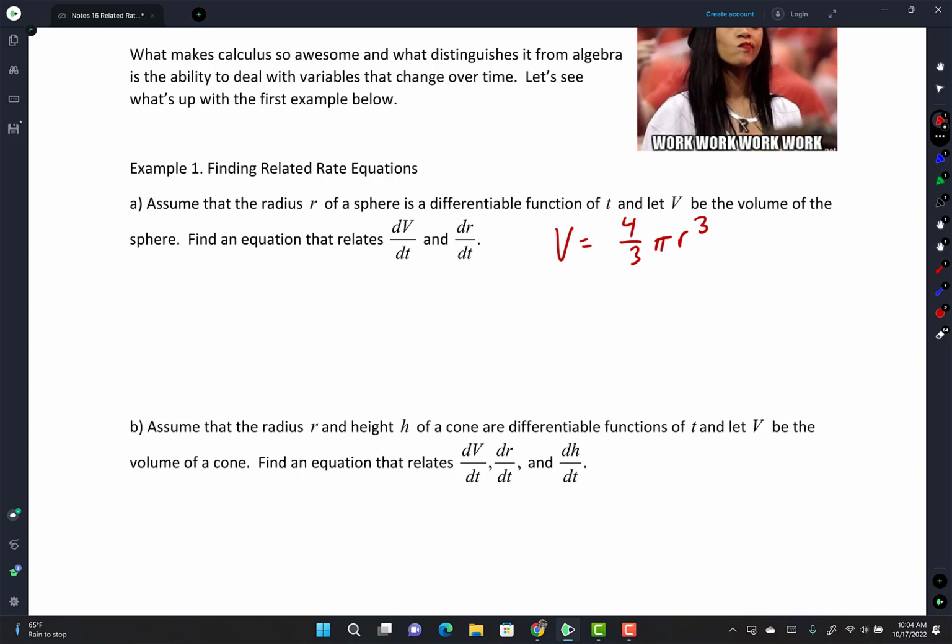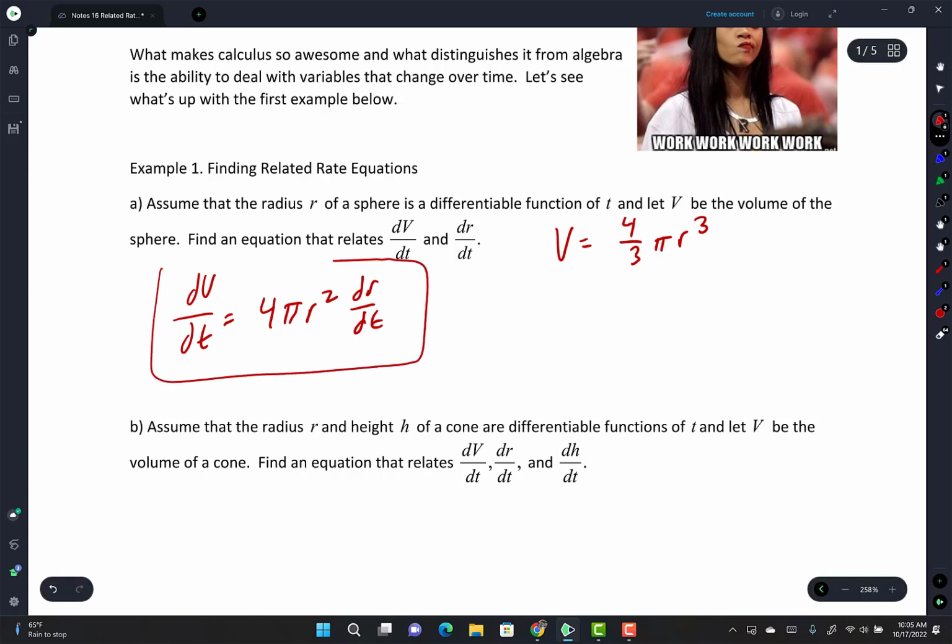So it says, assume that the radius r, oh, I already read that. So how do I find dv/dt, dr/dt? Well, look, there's my big hint, the t. So I'm going to be taking a derivative with respect to time. So you're going to write dv/dt is equal to 4/3 times 3 is 4. So I'm going to write 4 pi r squared. But I took that derivative with respect to time. So what do I write next to it? Yep. And that's it. You're done. Does that make sense? And there it is. My dv/dt is related to dr/dt.